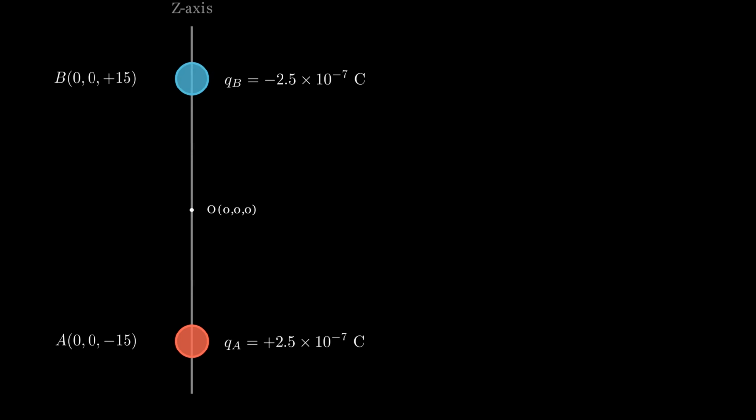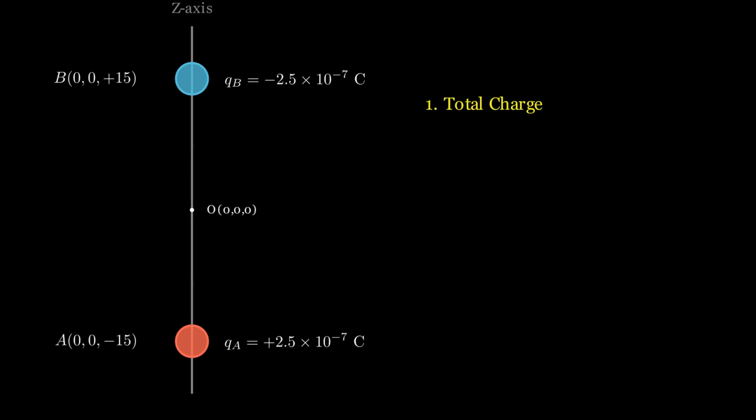For our next problem, we are dealing with an electric dipole system. We have two charges on the z-axis. Charge A is positive 2.5 times 10 to the power minus 7 coulombs, which is located at minus 15 centimeters. Charge B is negative 2.5 times 10 to the power minus 7 coulombs and located at positive 15 centimeters. Therefore, they are separated by a total distance of 30 centimeters. First question, what is the total charge of the system?